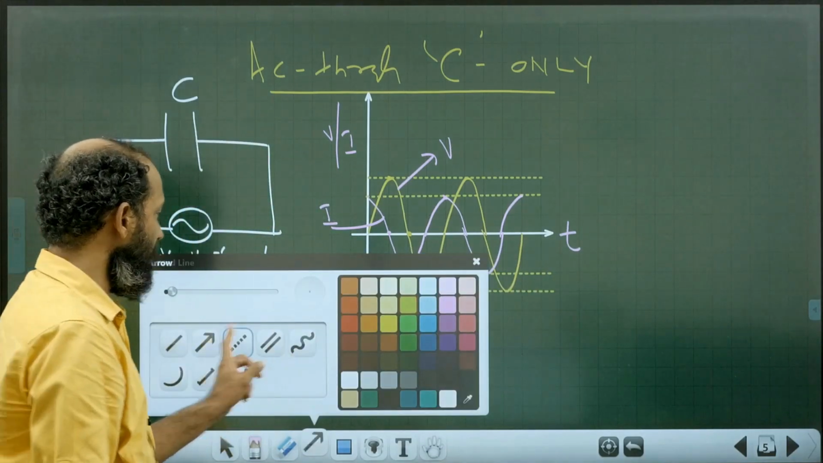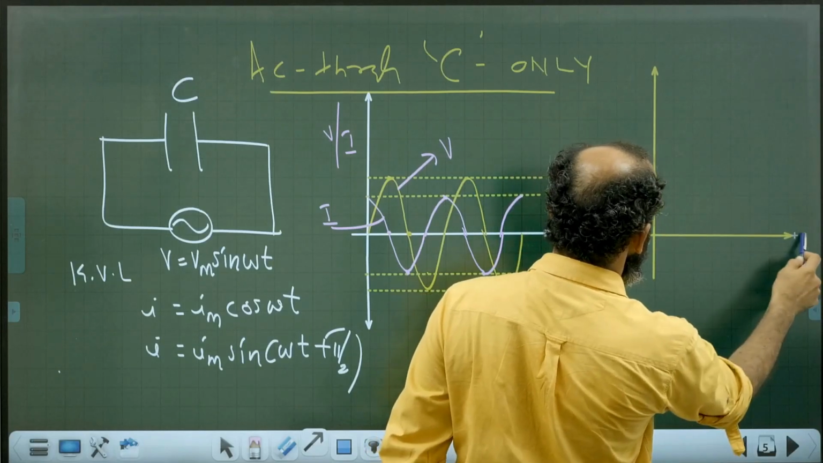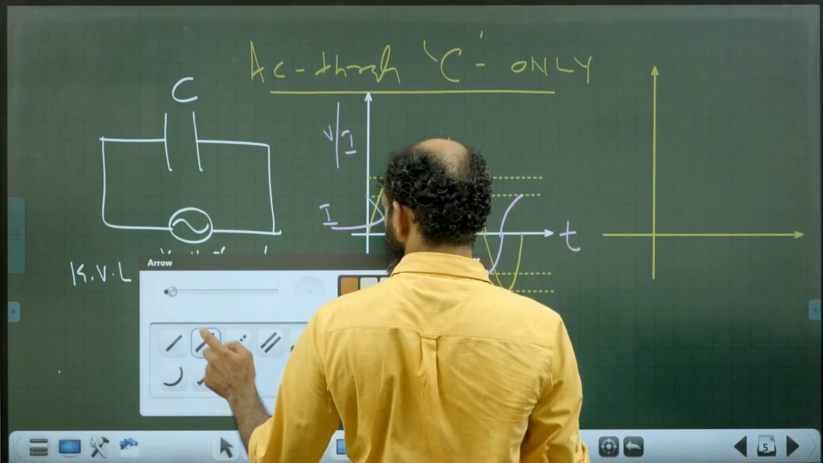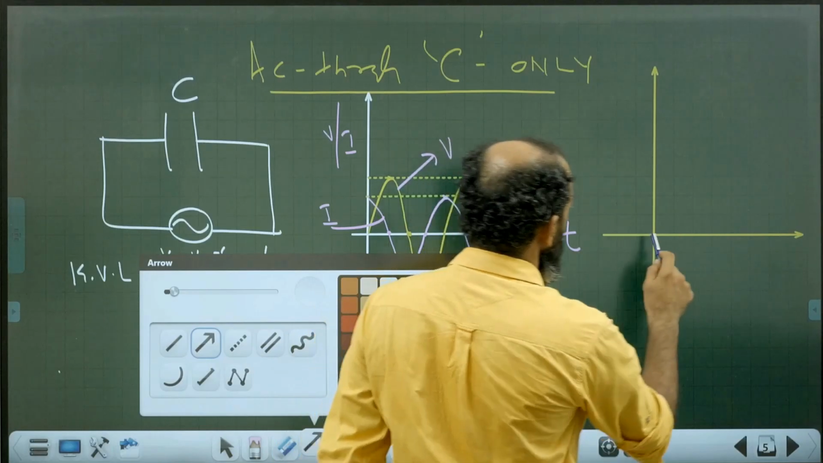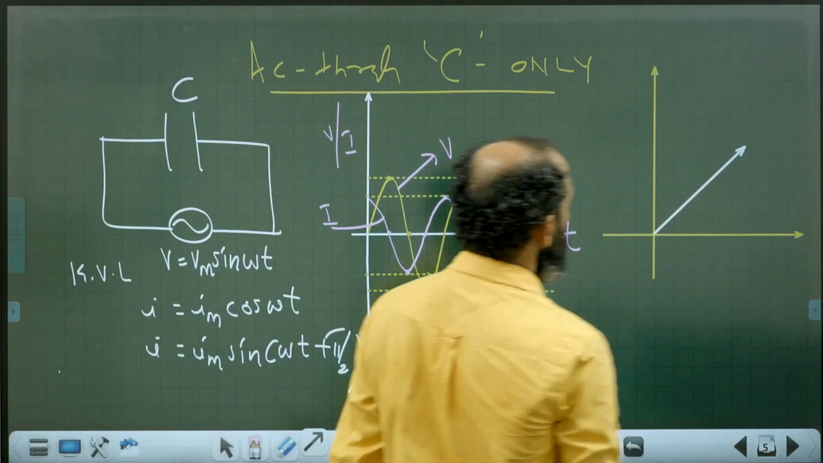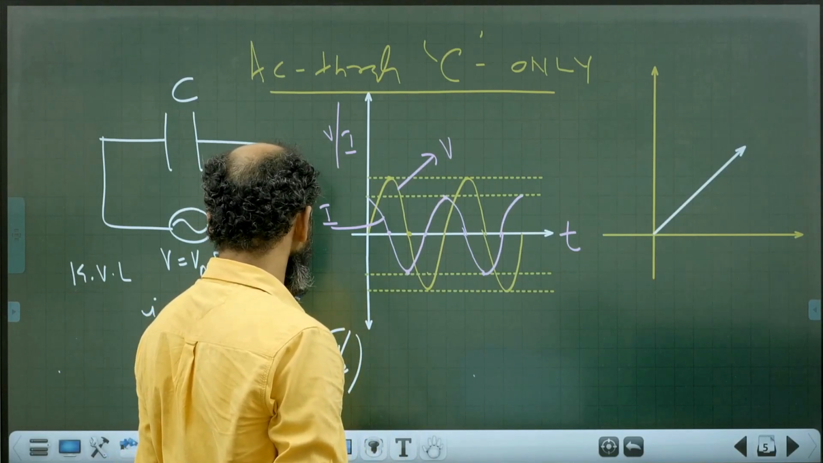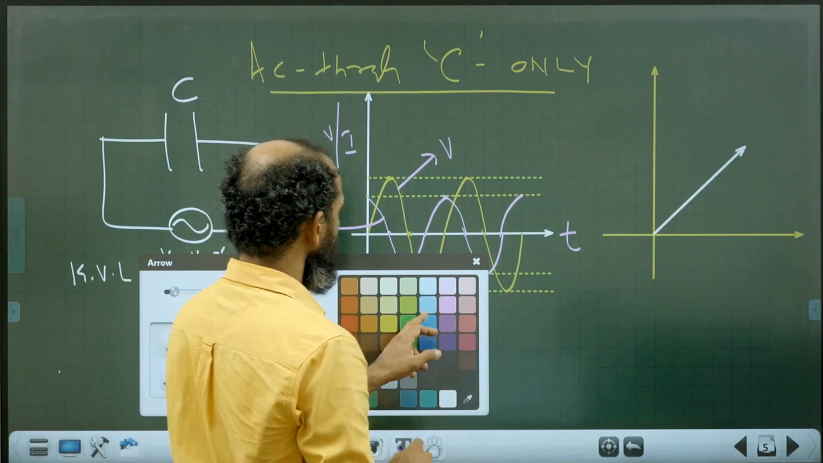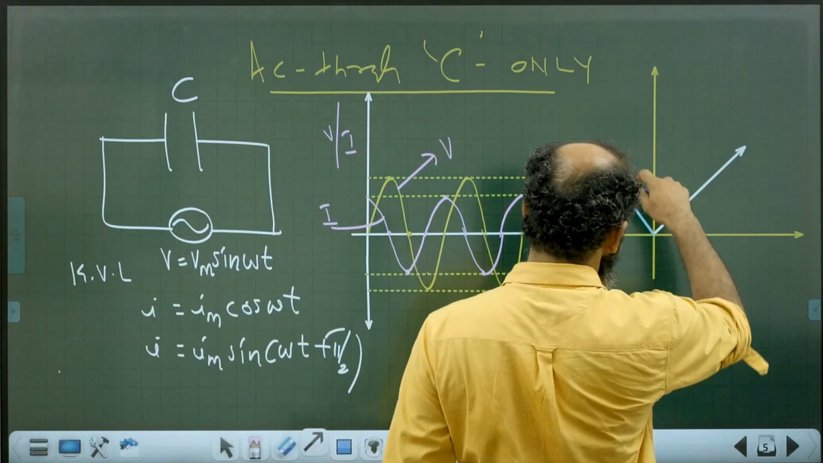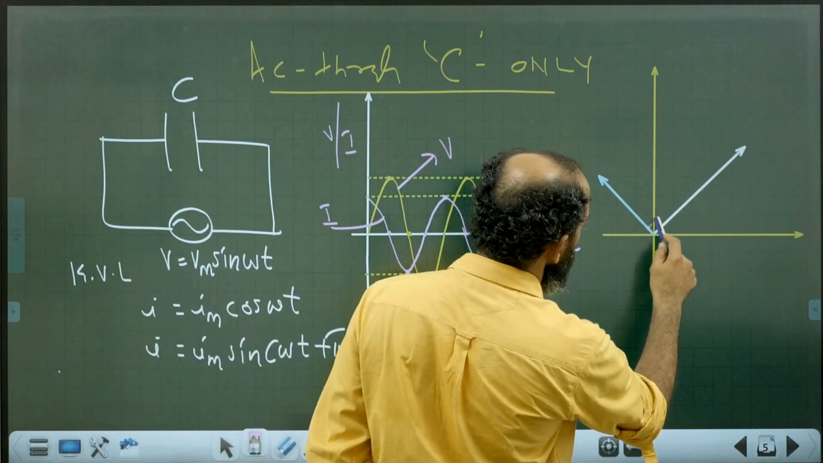Now the phasor diagram. The suitable phasor diagram here. First we draw the voltage across the capacitor. And current is leading. Then current is leading by a phase angle pi by 2. So this angle is pi by 2.